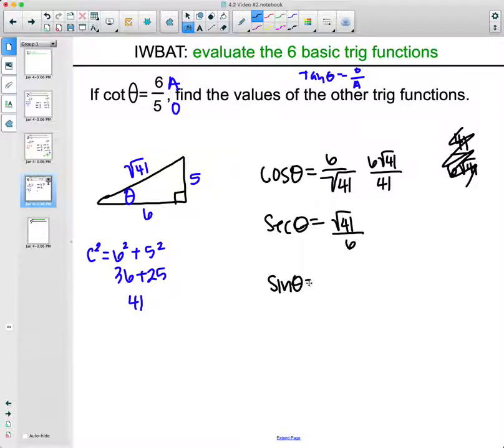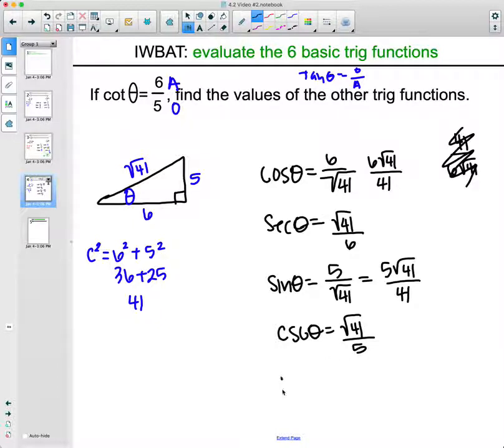So then sine of theta is going to be opposite over hypotenuse. So again, if you need to rationalize, that's going to be 5 square root 41 over 41. Cosecant theta, flip the original, so square root 41 over 5. Tangent of theta, opposite is 5, adjacent is 6. Cotangent, flip that.